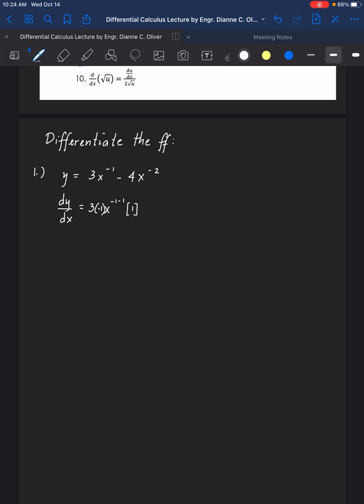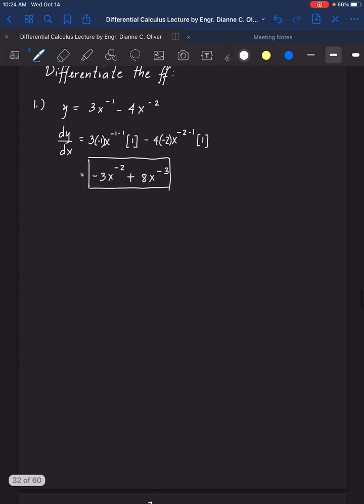So we have there the 4-step process. Minus, put here the constant. Copy the base. Bring down the exponent. The exponent minus 1. And then derive the base, which is the x. Okay. Then let's simplify. This becomes negative 3 x raised to negative 2 plus, you have there 8 x raised to negative 3. So that is your answer.